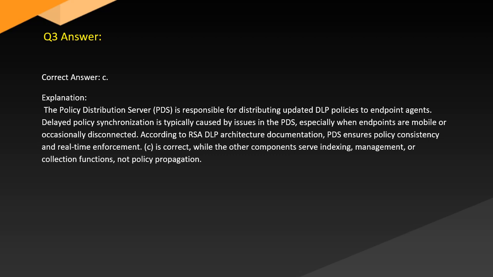Answer. Correct answer: C. Explanation. The Policy Distribution Server (PDS) is responsible for distributing updated DLP policies to endpoint agents. Delayed policy synchronization is typically caused by issues in the PDS, especially when endpoints are mobile or occasionally disconnected. According to RLP architecture documentation, PDS ensures policy consistency and real-time enforcement. C is correct. The other components serve indexing, management, or collection functions, not policy propagation.